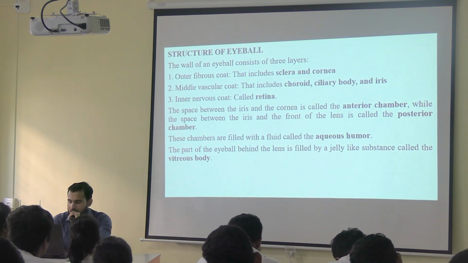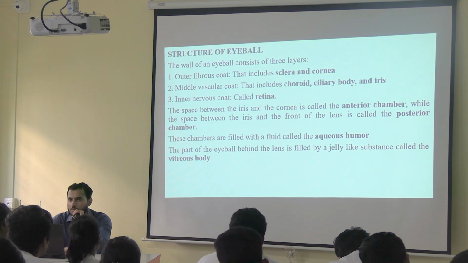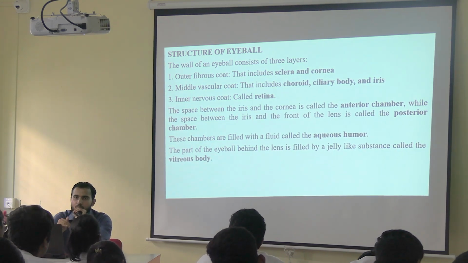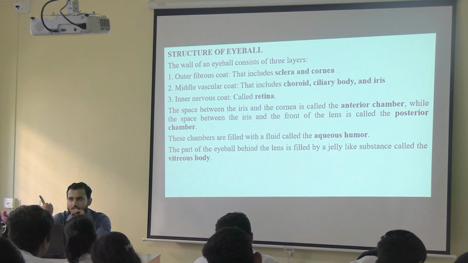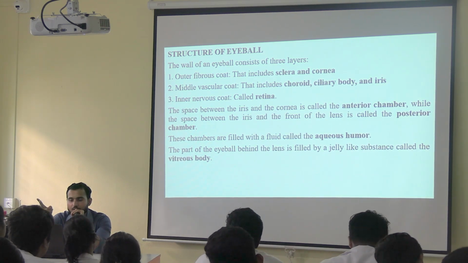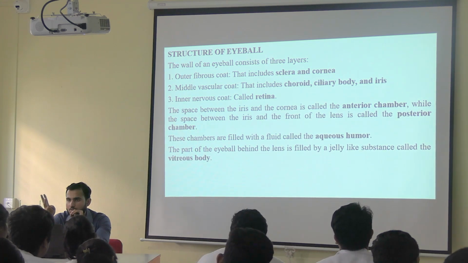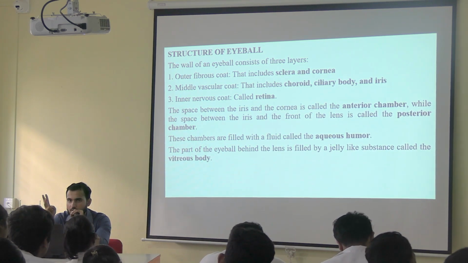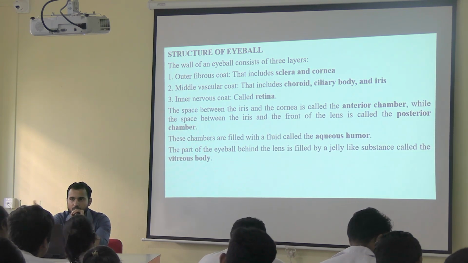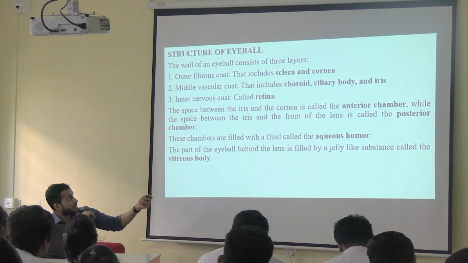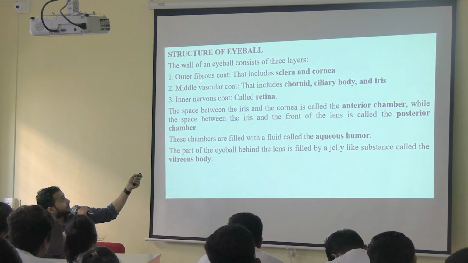Here you can see the three basic layers of the eyeball. So how many layers are there? Three layers, from outwards to inwards. What are the layers? First is the fibrous coat, the middle one is the vascular coat or vascular layer, and the inner one is the nervous coat or nervous layer. Three layers from outside to inside. So which is the first one? As you can see, the first one is the fibrous coat.